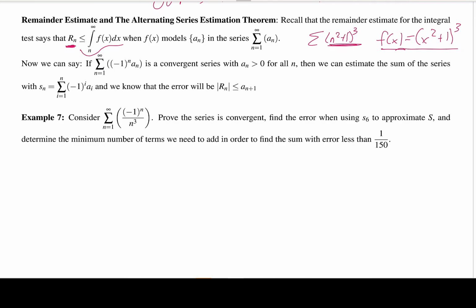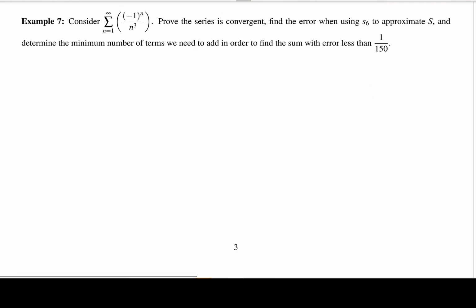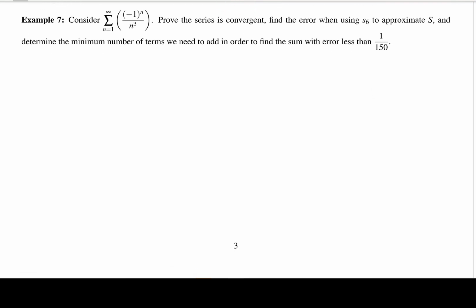Okay, well now we can say if we have some alternating series that's convergent, right? So here's our alternating series and it converges. And we need that this a sub n is strictly positive. Then we can actually still estimate the sum of our series. And what we'll know is that the absolute value of our error has to be less than or equal to a sub n plus 1. So let me show you what's going on here. So let's look at example 7. The first thing they want us to do is prove that this series is convergent.